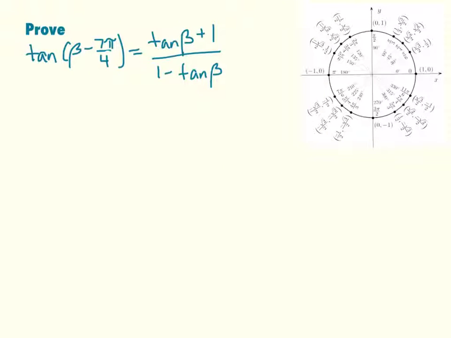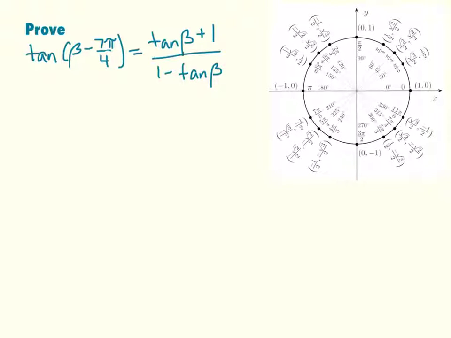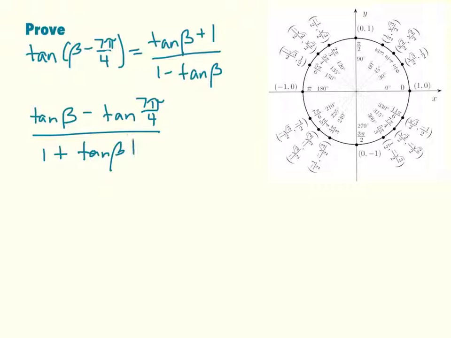Alright, for this last one, we're going to prove that tangent of beta minus 7 pi over 4 is equal to tangent of beta plus 1 over 1 minus tangent beta. So this is a difference. So I can expand this to be tangent of beta minus the tangent of 7 pi over 4 over 1 plus the tangent of beta times the tangent of 7 pi over 4.